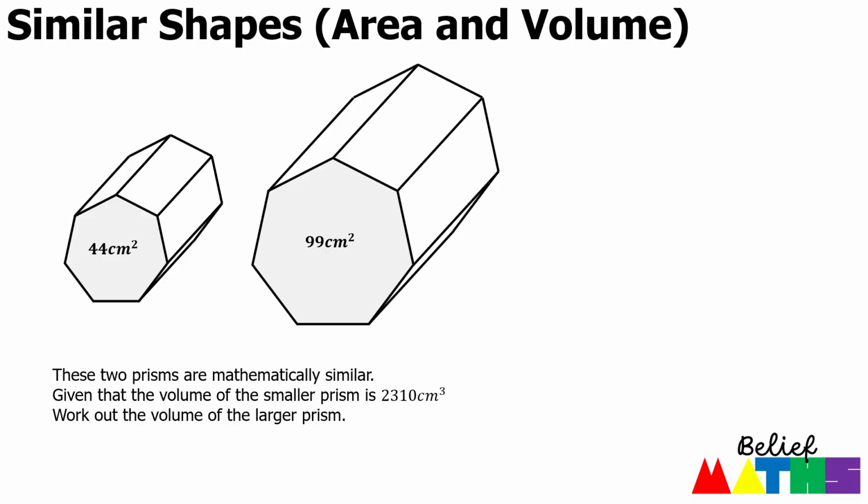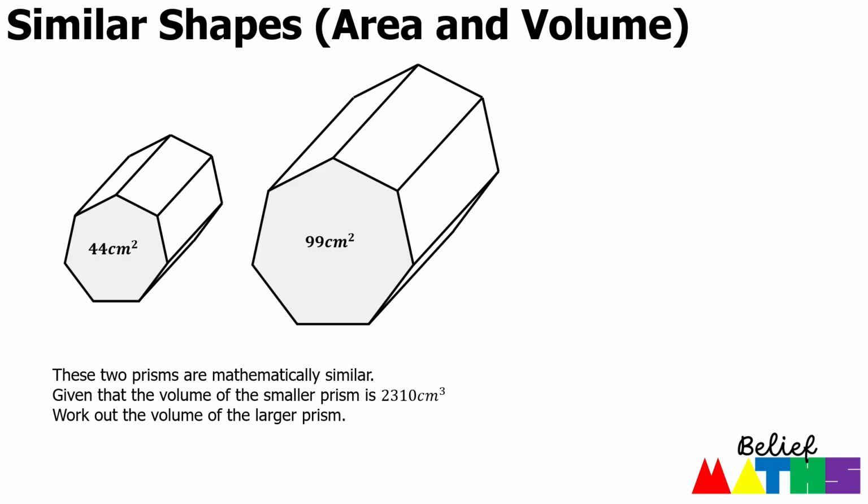Now we can also have similar shapes and have to worry about area and volume. It tells us here that these two prisms are mathematically similar. Given that the volume of the smaller cylinder is 2,310 centimeters cubed, work out the volume of the larger cylinder. Now there are a couple of different ways to do this, but I'm going to use the scale factor method because it's the point I want to highlight and make sure that we're aware of.